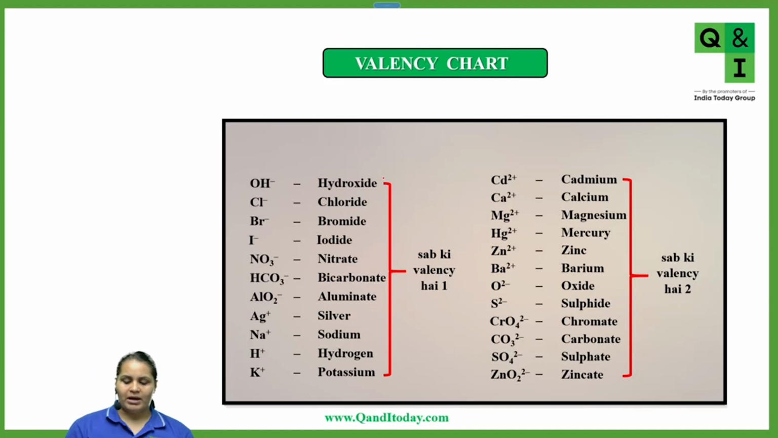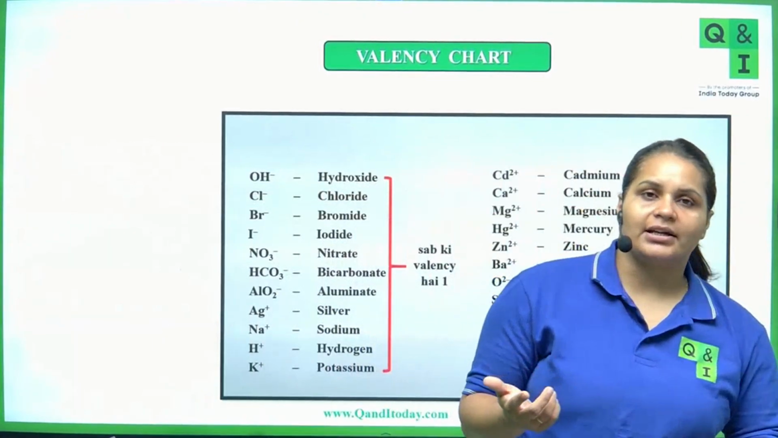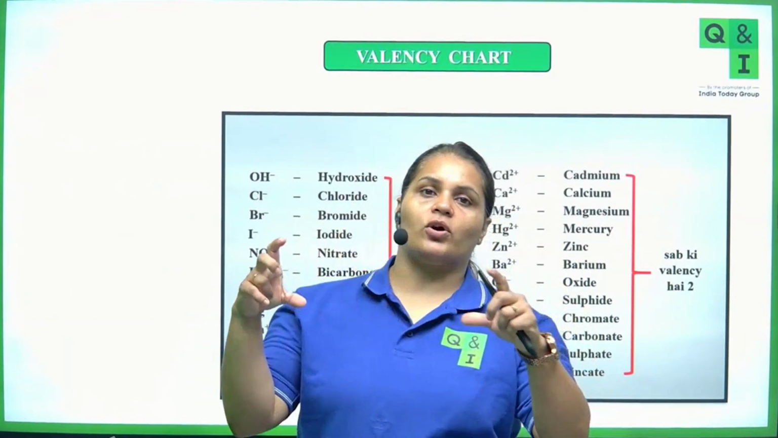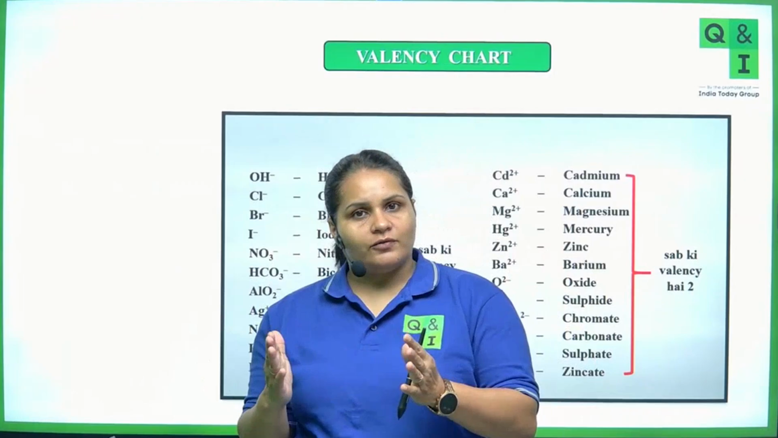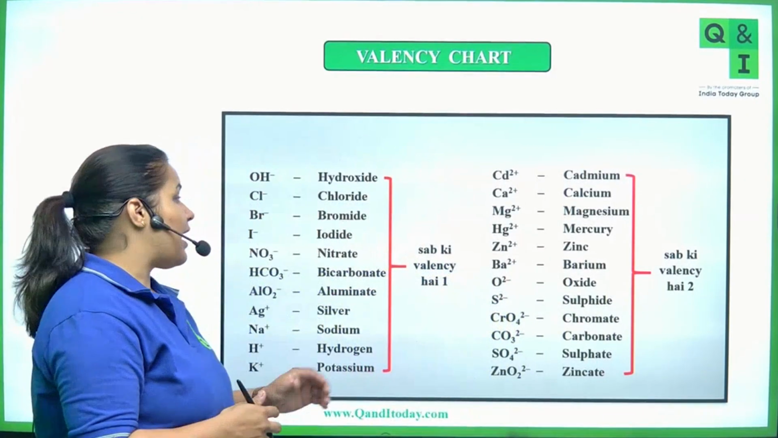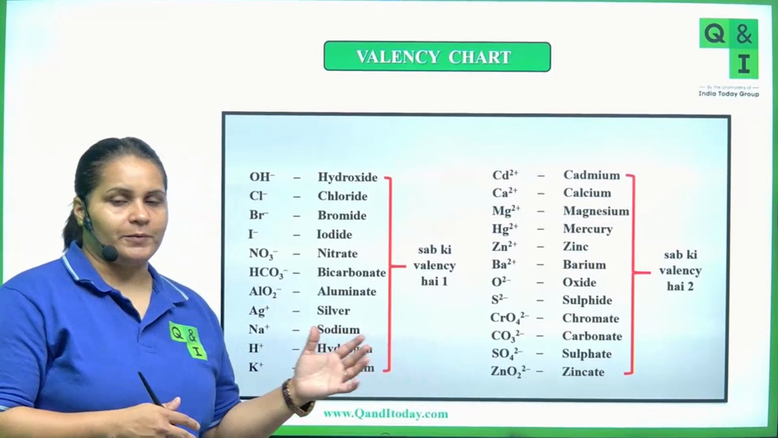Hydroxide, chloride, bromide, iodide, nitrate, bicarbonate, silver, sodium, hydrogen, potassium, they all have valency 1. Fine. I told you in the last session also that you can follow the class 9 NCERT textbook, chapter Atoms and Molecules. There you'll get a chart of ions having the formulas of the ions as well as their charges. So please go ahead and read that table once again. That is very important for this chapter. Okay.